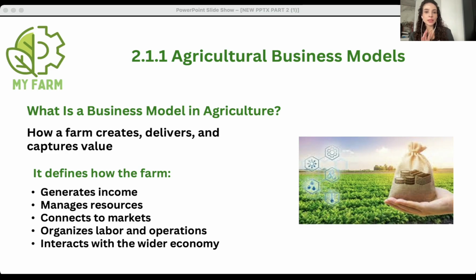Well, in this lesson, we will focus on key concepts. In business terms, a business model describes how an enterprise creates, delivers, and captures value. In agriculture, this means more than simply producing crops or raising livestock. A farm's business model defines how it generates income, manages its resources, relates to markets, structures its workforce, and interacts with the wider economy.